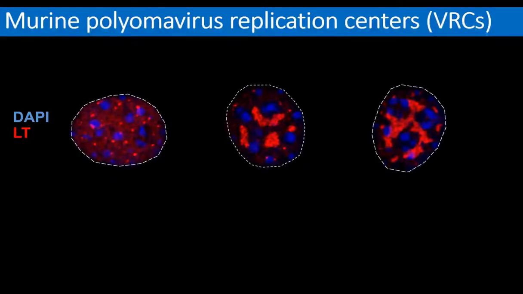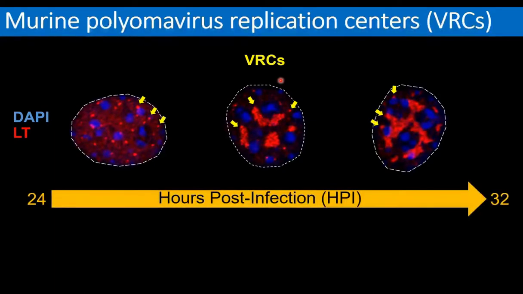Viral replication occurs within these subnuclear domains called viral replication centers, or VRCs, which are composed of cellular and viral proteins. We can visualize these structures using fluorescence microscopy, and on a grand scale, I'm interested in their organization and how it relates to infection. Here I'm showing the expansion of replication centers over time, from discrete foci to large tracts by the end of infection, by labeling the large T antigen protein shown in red. My work has specifically focused on these viral replication centers, or VRCs.